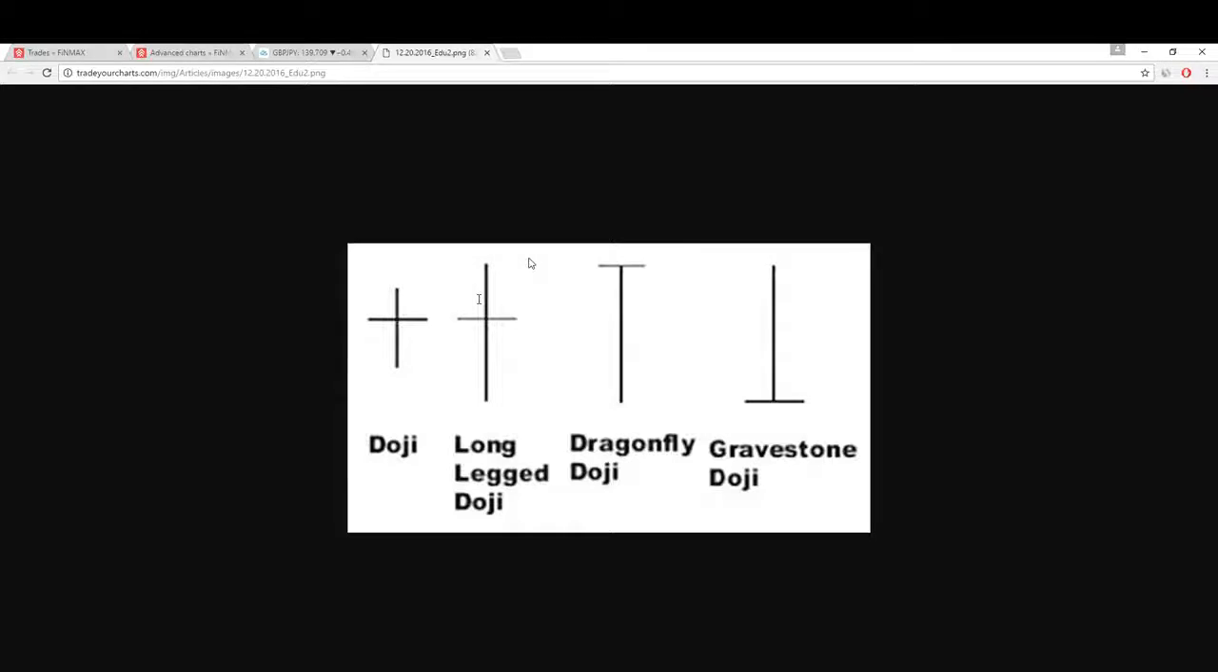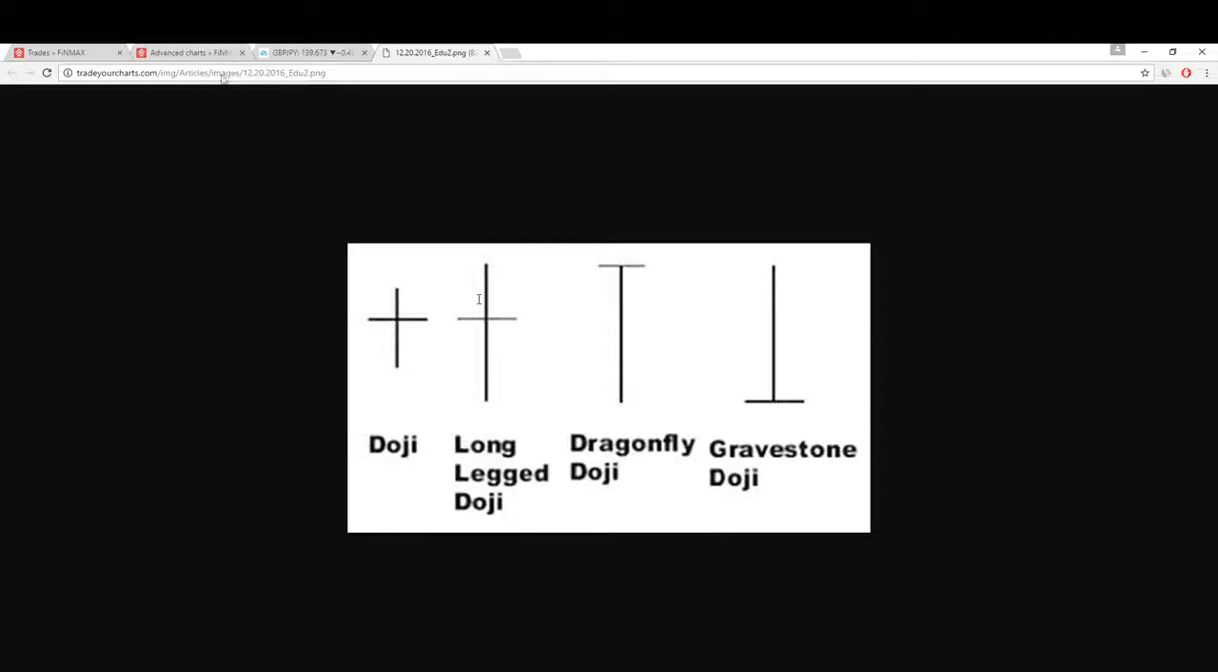So dojis are formed when the opening price and the closing price are almost the same. They are almost equal. So let's say here the candle was opened and at almost the same price it was closed. The long-legged doji is almost the same, but the shadows are longer.